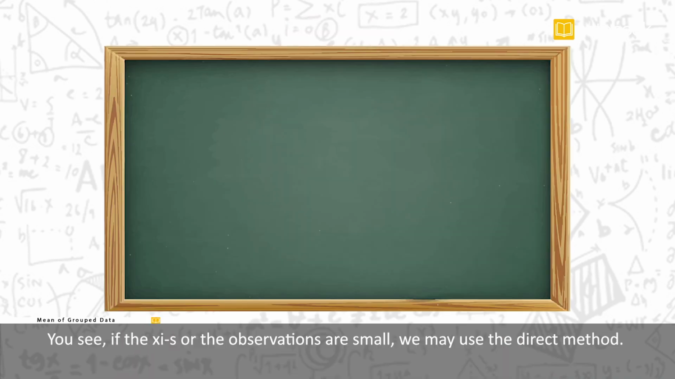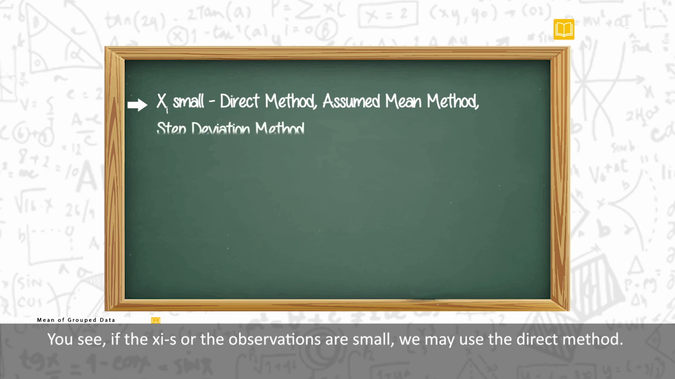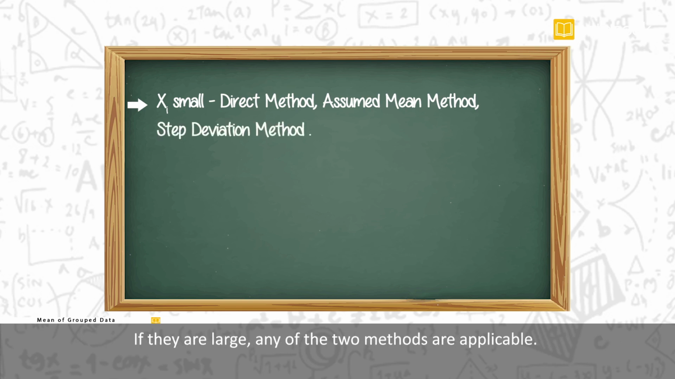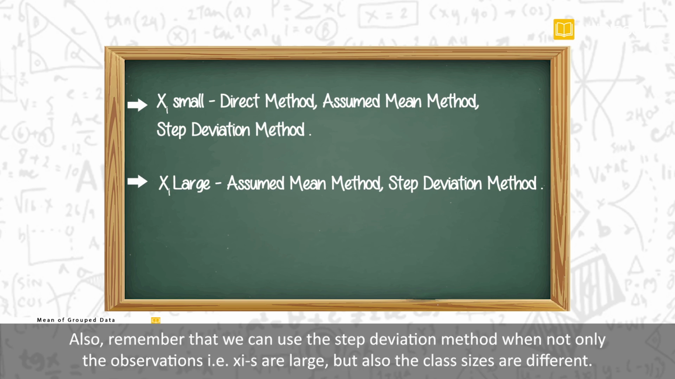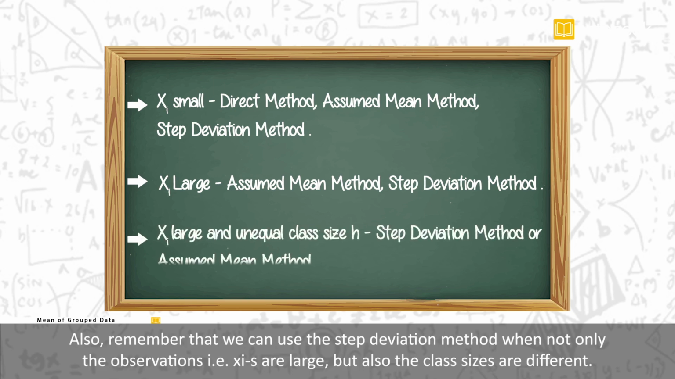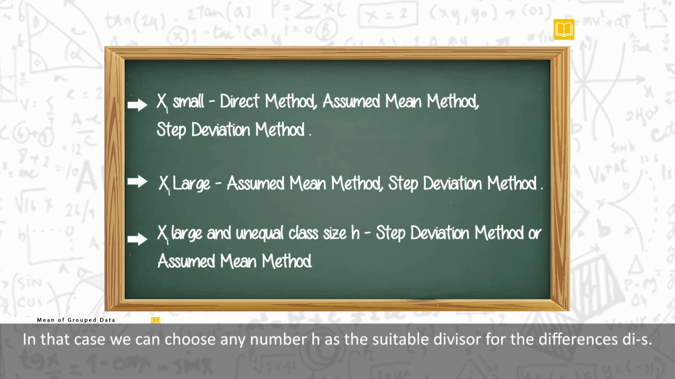You see, if the Xi's or the observations are small, we may use the direct method. If they are large, any two of the methods are applicable. Also, remember that we can use the step deviation method when not only the observations, that is, Xi's are large, but also the class sizes are different. In that case, we can choose any number h as the suitable divisor for the differences Di's.